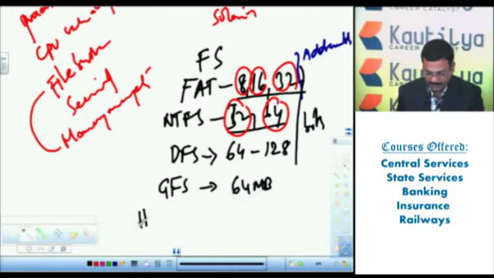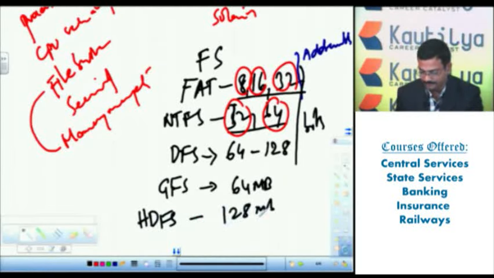Now the next concept of the file system is HDFS. HDFS stands for Hadoop distributed file system, which has a length of 128 MB of space, taken as one unit. That is addressability, which has been extended enormously from distributed file system to GFS and GFS to HDFS. Likewise, this is how things are happening in the file system.